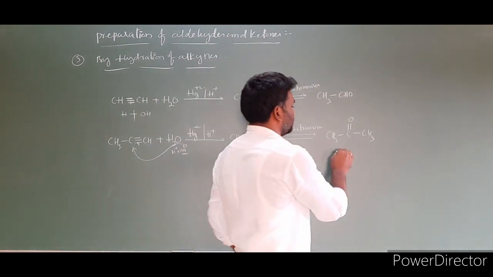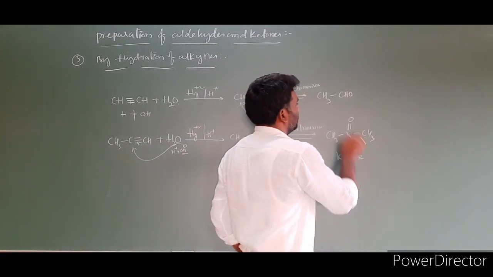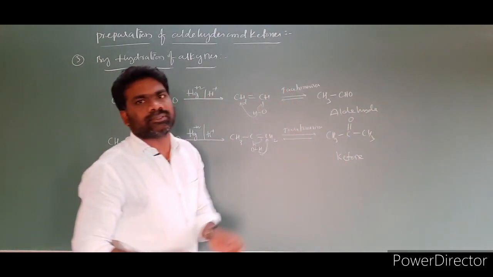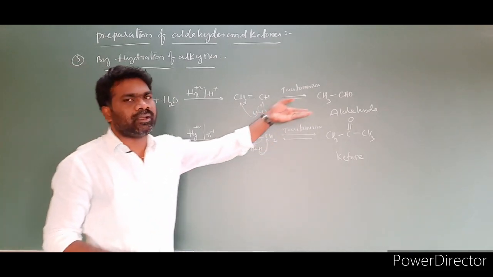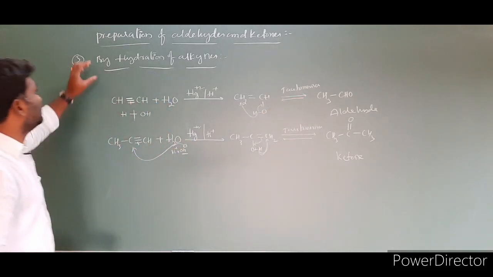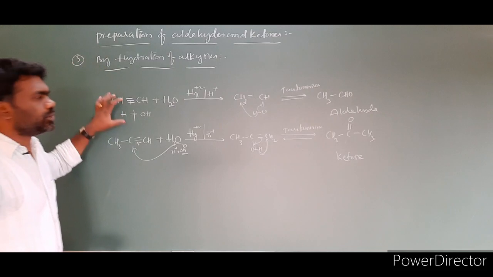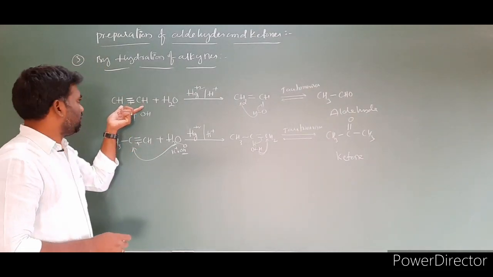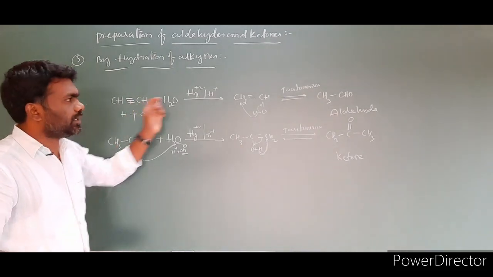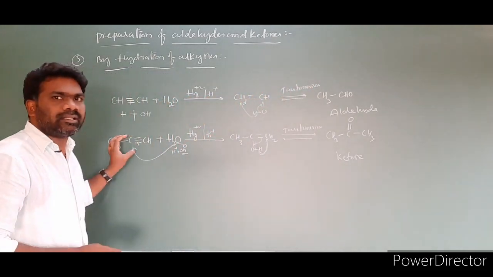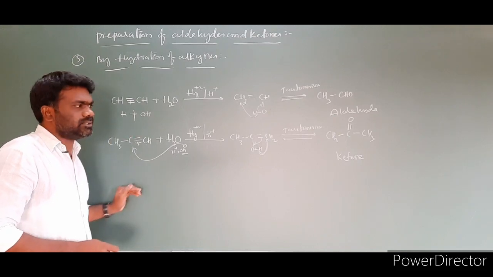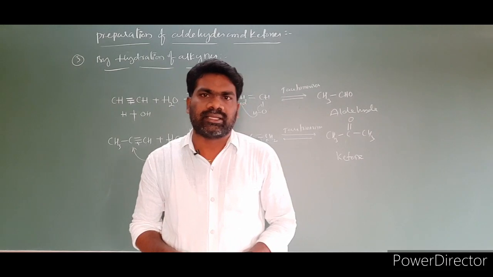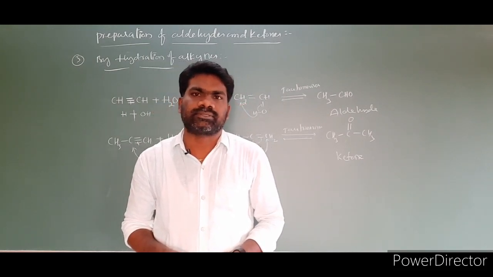In this case, this is a ketone. This is an aldehyde. By using this method, we are able to prepare aldehydes and ketones. This is hydration of alkynes, addition of a water molecule to alkynes. If you take acetylene, the product is an aldehyde. If you take any other alkyne, the product is a ketone. So this is hydration of alkynes to form aldehydes and ketones.